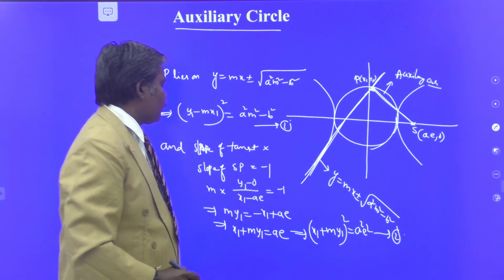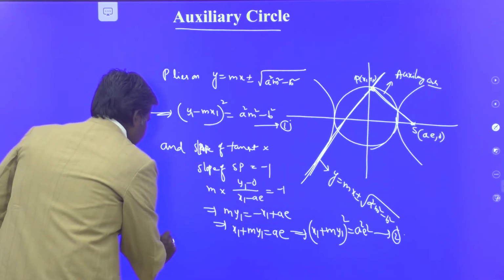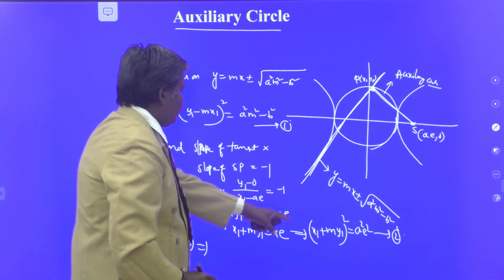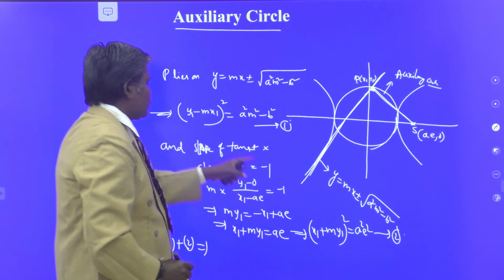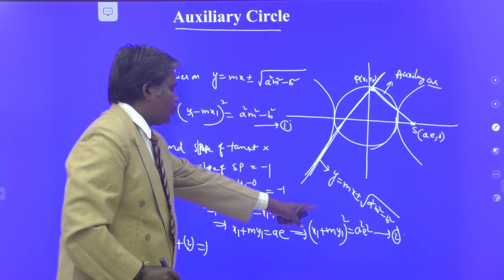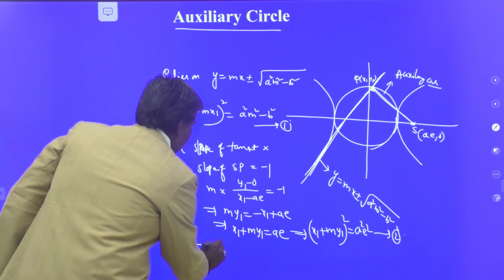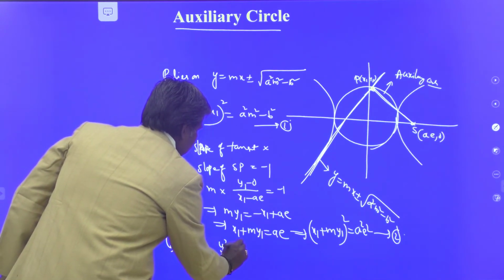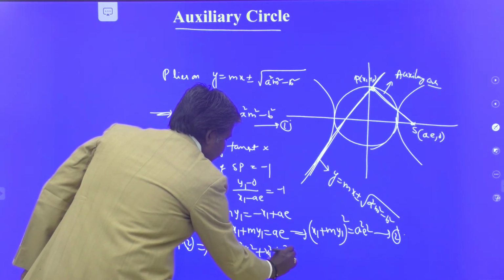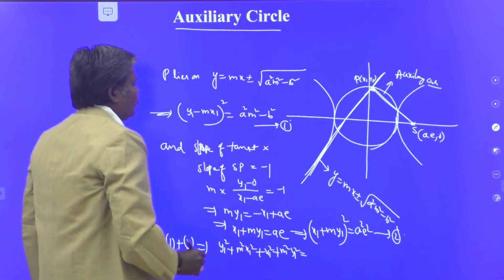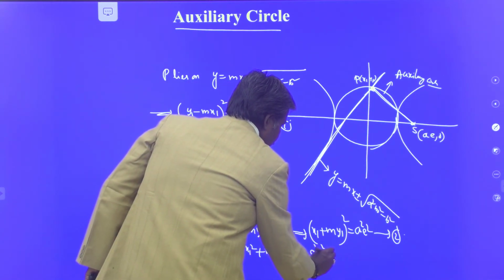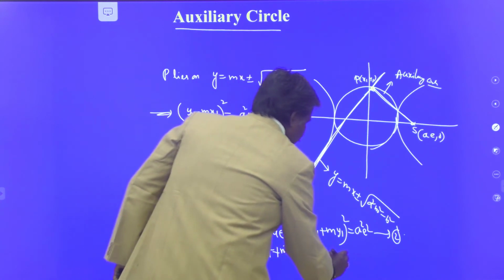So, just by adding 1 and 2, we get y1 square plus x1 square, m square x1 square, m square y1 square, and the 2x1 y1 m terms get cancelled. You have y1 square plus m square x1 square plus x1 square plus m square y1 square is equal to a square m square minus b square plus a square e square.